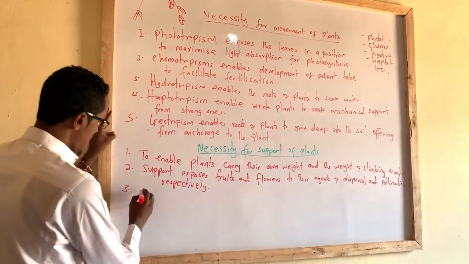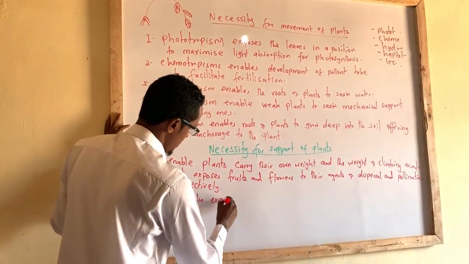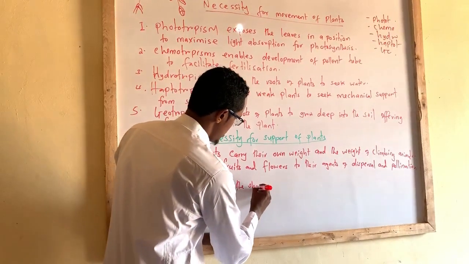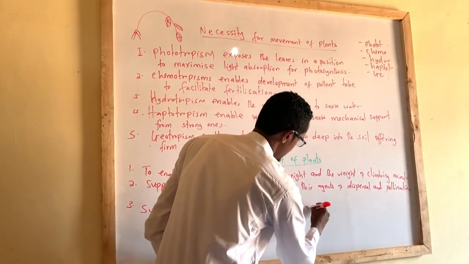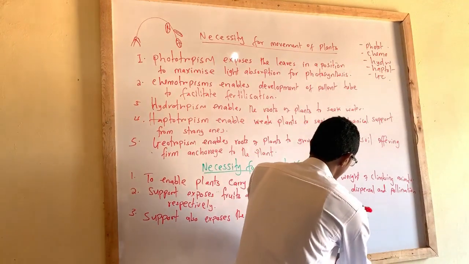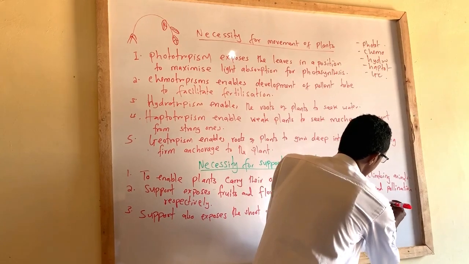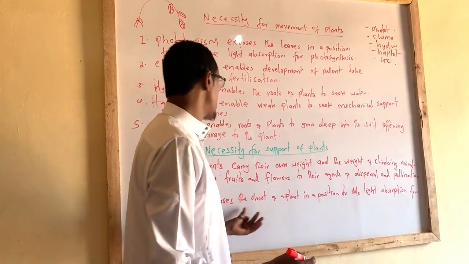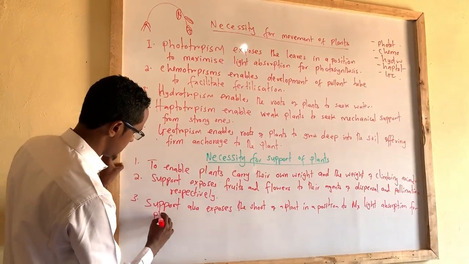Number 3, support also exposes the shoot of a plant in a position to maximize light absorption for photosynthesis.